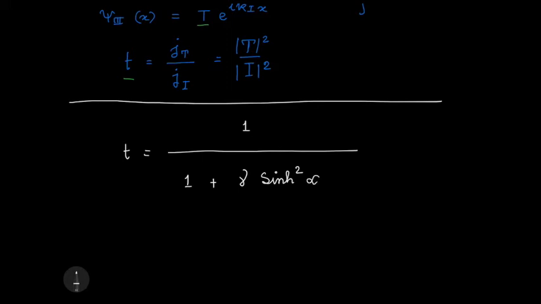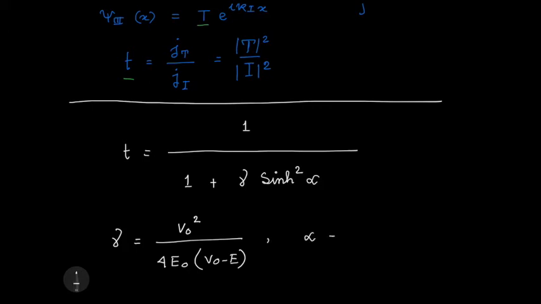Okay. So I have written two quantities which are unknown to you. Let me first introduce them. Gamma is V0 square by 4 E naught (V0 minus E). So it only depends on V0, and you can see it's a dimensionless quantity.